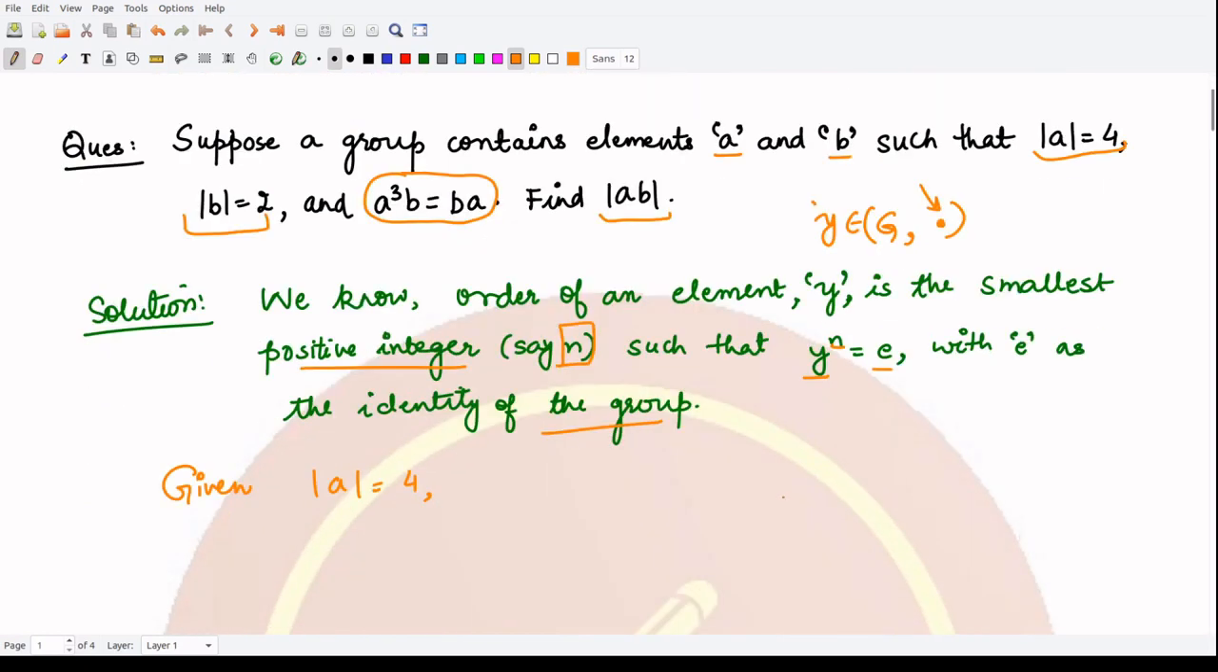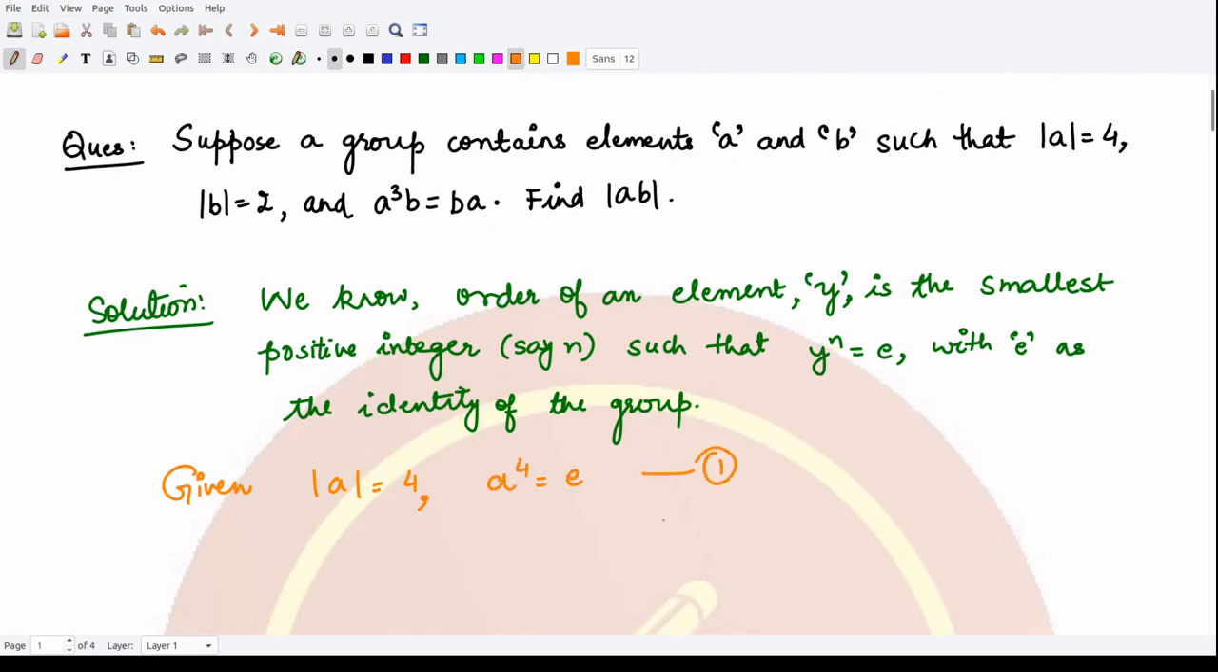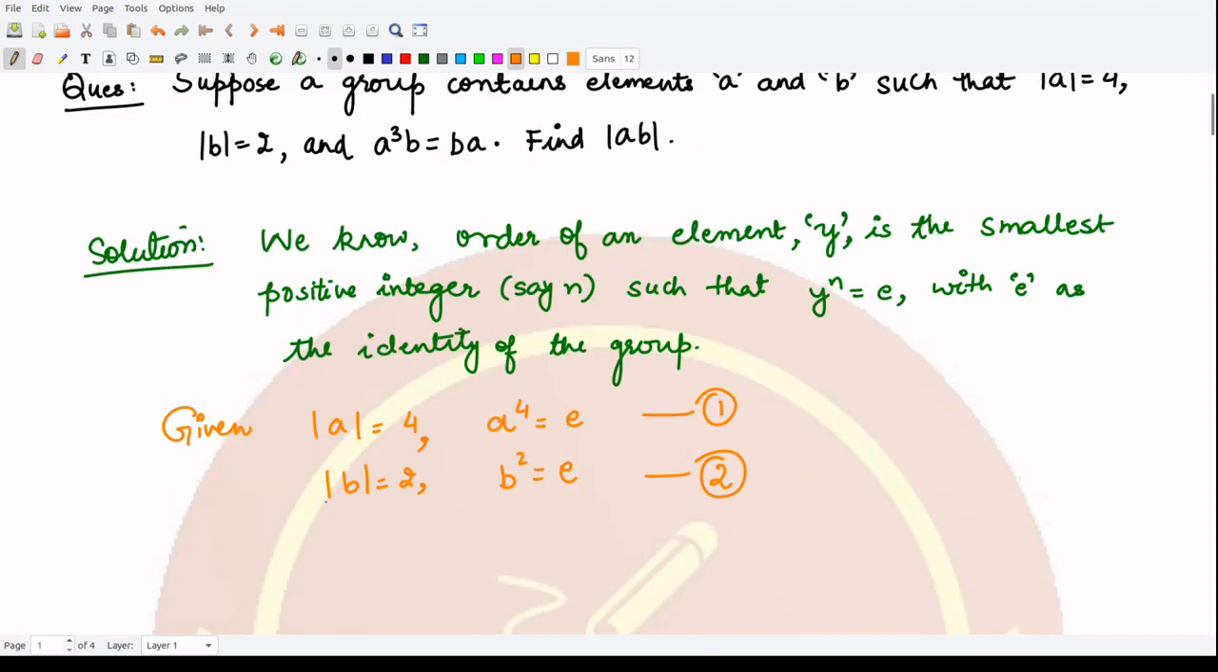Now in this case, what are we given? We are given that the order of A is equal to 4. It means that when you take A raised to power 4, you get the identity. Let's call this equation 1. We are given the order of B is equal to 2, which means that B raised to power 2 gives the identity. Let's mark this as equation 2.